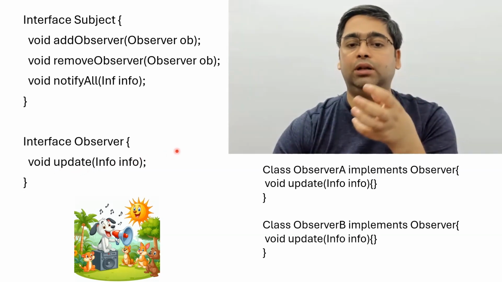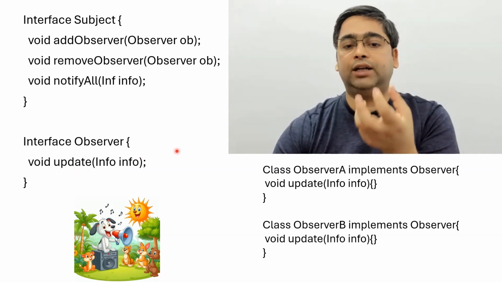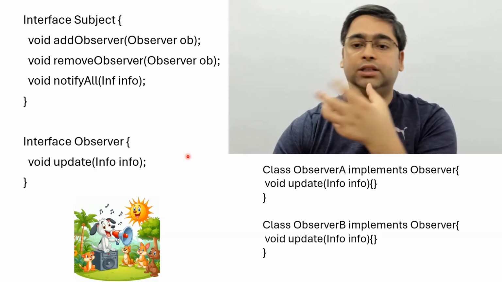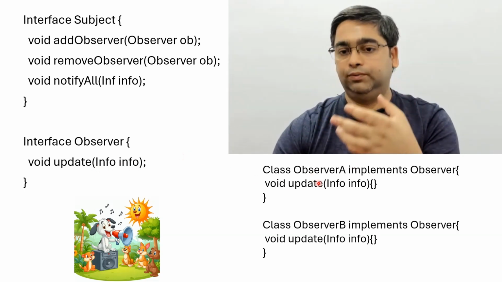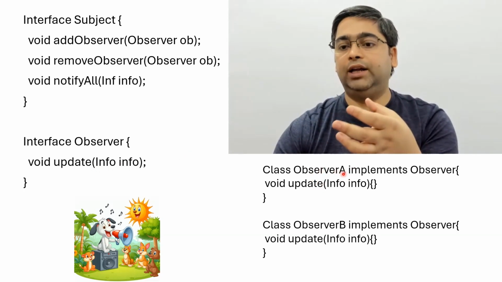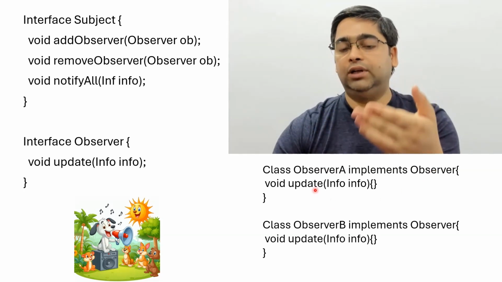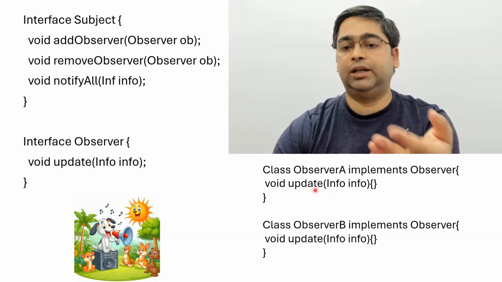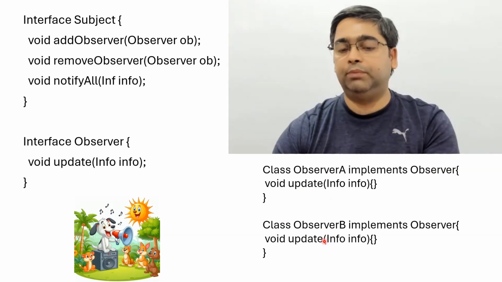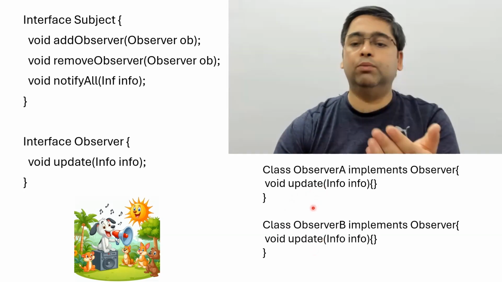This is a sample like information. Whenever data is updated, this info object is sent to all the observers. So for example, observer A is implementing the interface and gives it their custom implementation to the update method. Observer B does the same. Now there can be more observers.